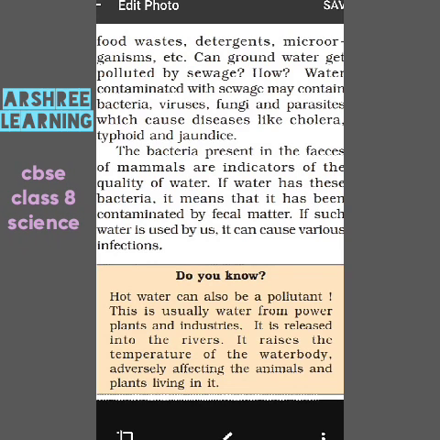But if the amount of sewage thrown in the river is more, then we read that the bacteria will not be able to decompose it, and as a result the amount of oxygen in the water will decrease, which will cause pollution. The water which is contaminated with sewage may contain bacteria, viruses, fungus, and parasites.